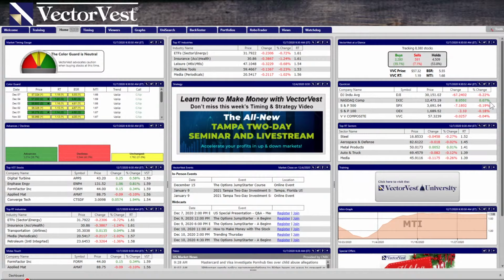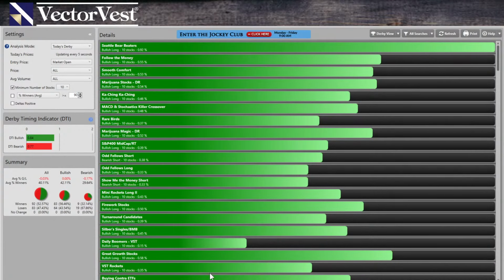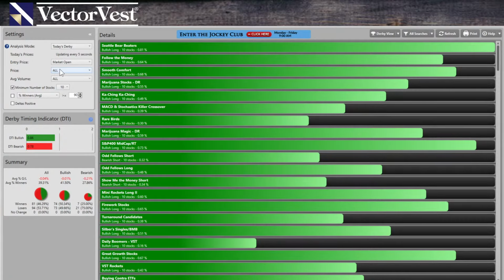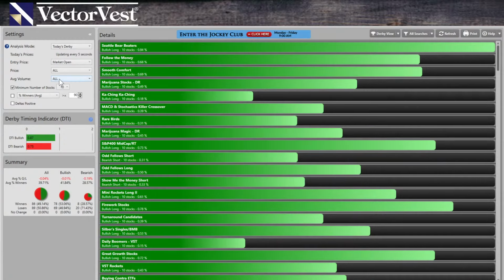Now, let's go to the Derby tool. Let's see what the Derby tool is doing. So here we go. We're on today's Derby from the market open. Remember, all of the stocks that are found in these searches have a price of at least $1. That's what price all means. And an average volume of at least 100,000 shares. That's what average volume all means.